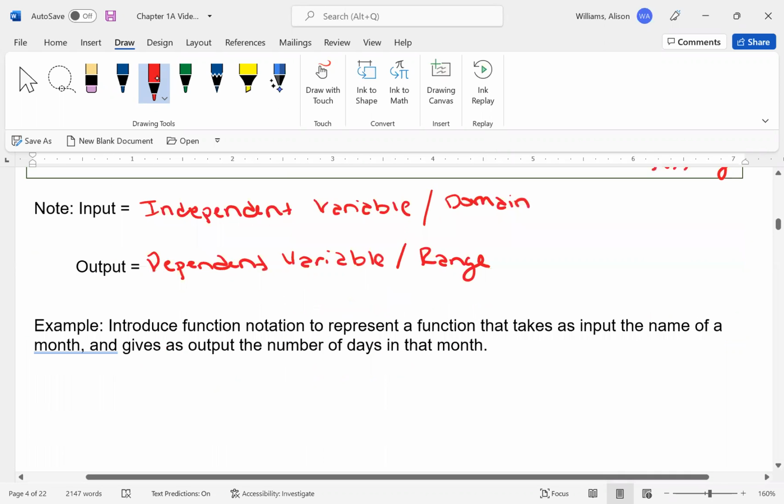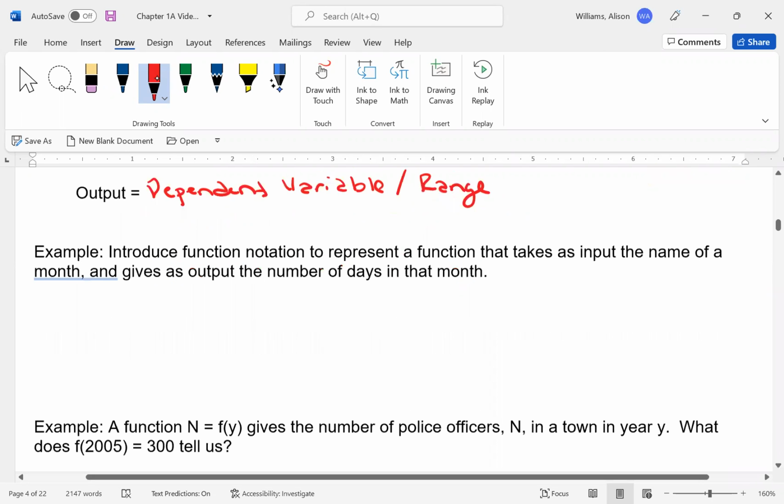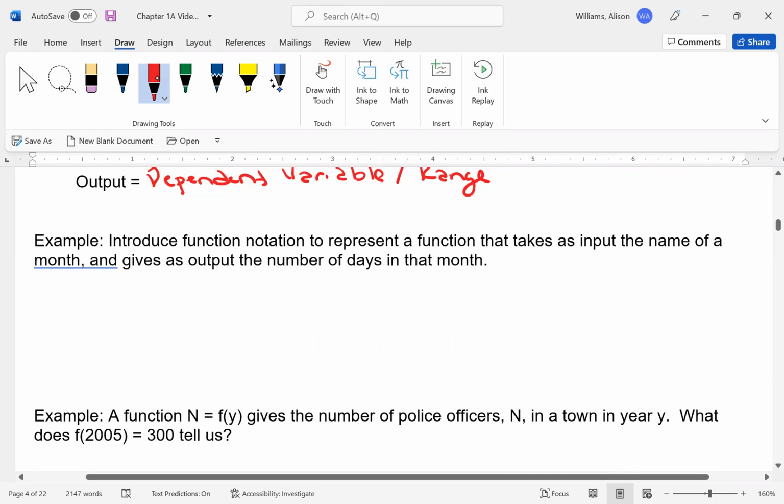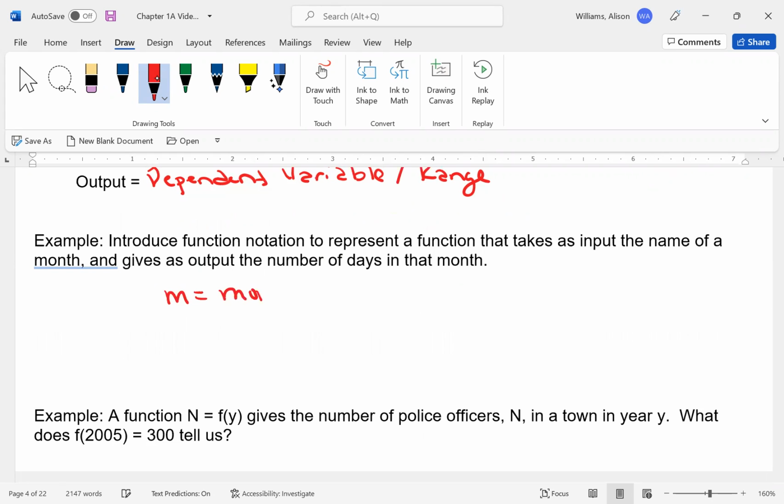Okay, let's look at an example with function notation. Let's introduce function notation to represent a function that takes as input the name of the month and gives as output the number of days in that month. By the way, I didn't type this in here, but we're ignoring leap year for right now. So we should give some labels. M will be month, and that's our input, by the way. D would be days, which is the output.